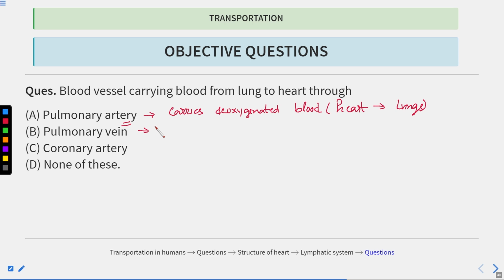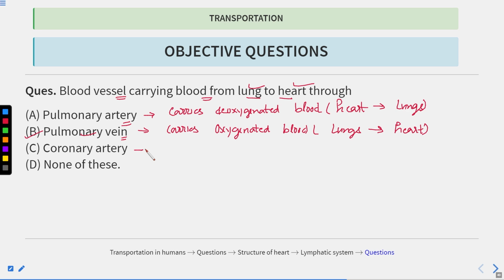Whereas the pulmonary vein carries the blood from lungs to the heart. Veins usually carry deoxygenated blood, but the pulmonary vein carries oxygenated blood from the lungs towards the heart. And in the question, what is he asking? We have to name a blood vessel carrying blood from lungs towards the heart. So what should be the answer? You should know the answer is pulmonary vein.